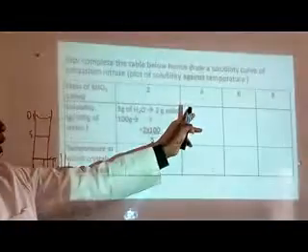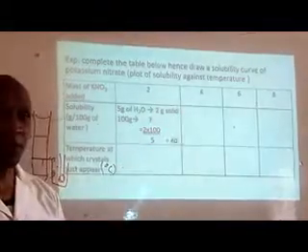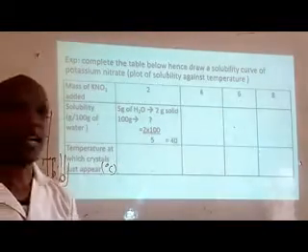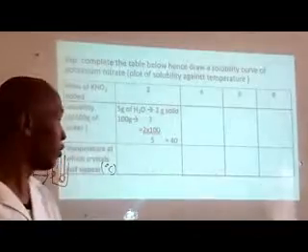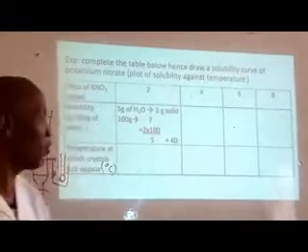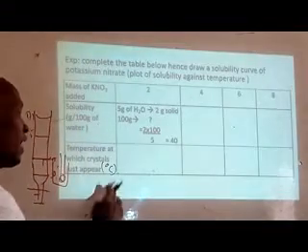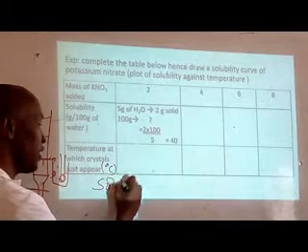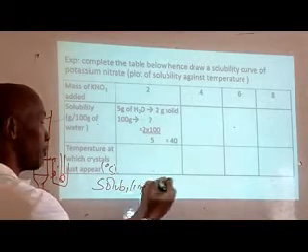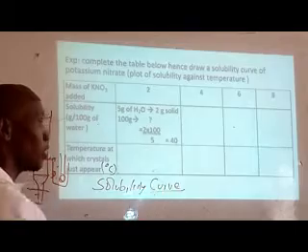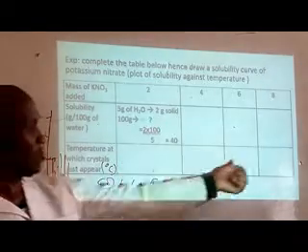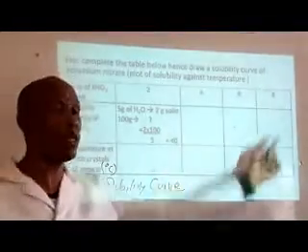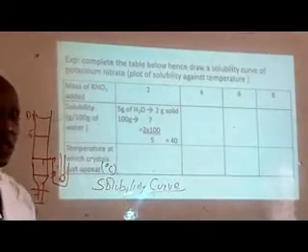So like in this one, 5 grams contains 4. What about 100? Then you fill that table, and when you have done that, I'll expect us to draw a solubility curve. Note that this data is being obtained from the experiment, but this one is being calculated. Then you draw a solubility curve.